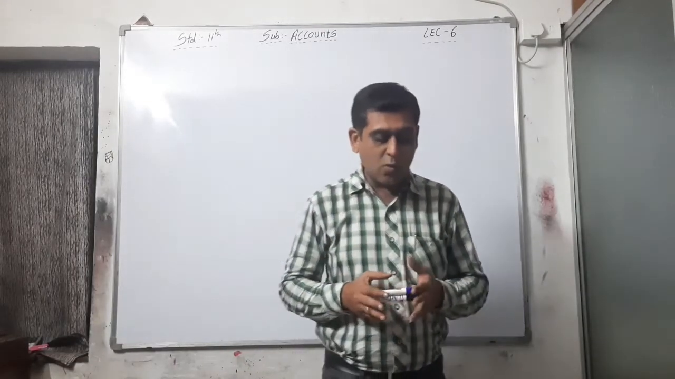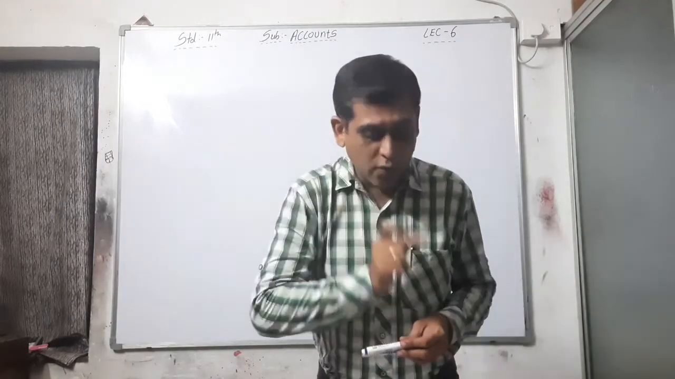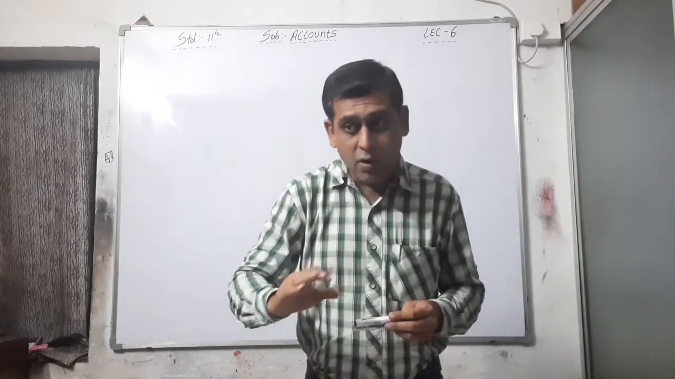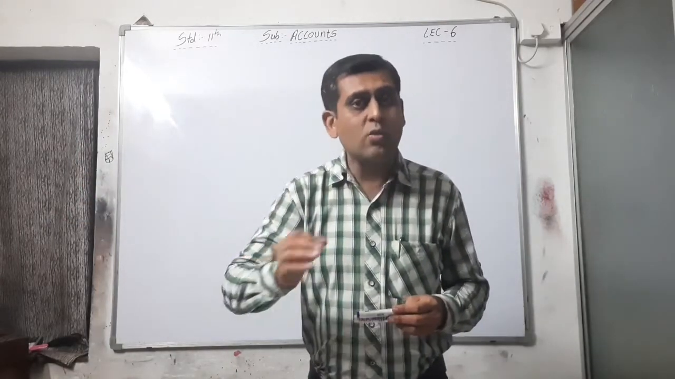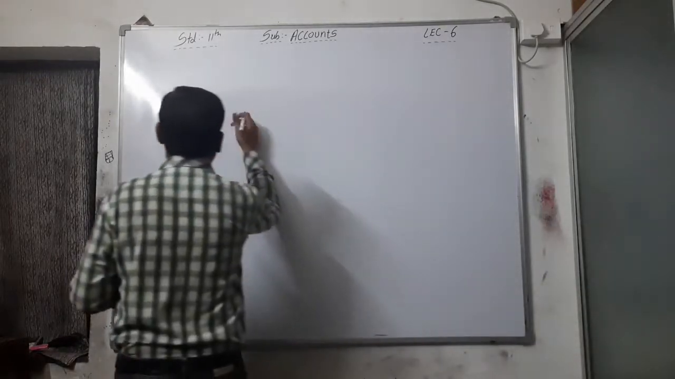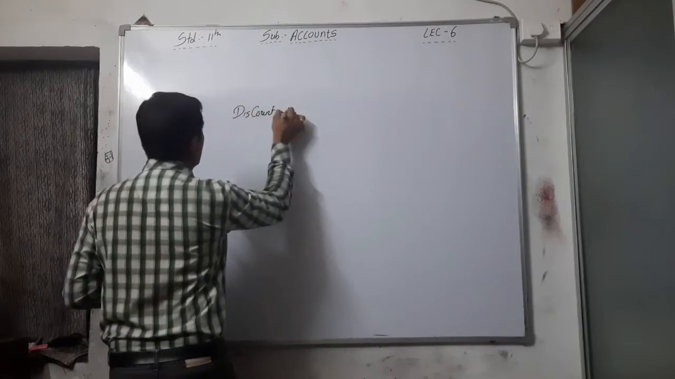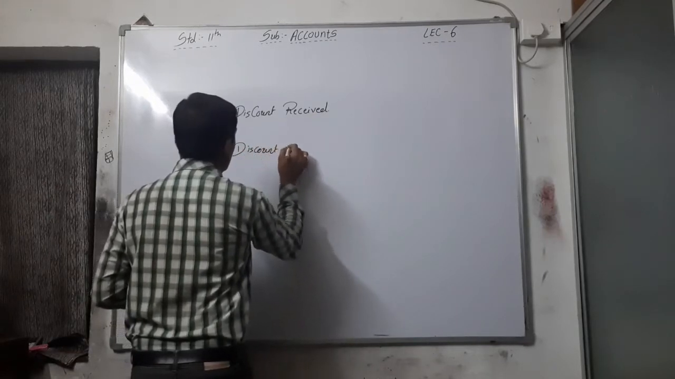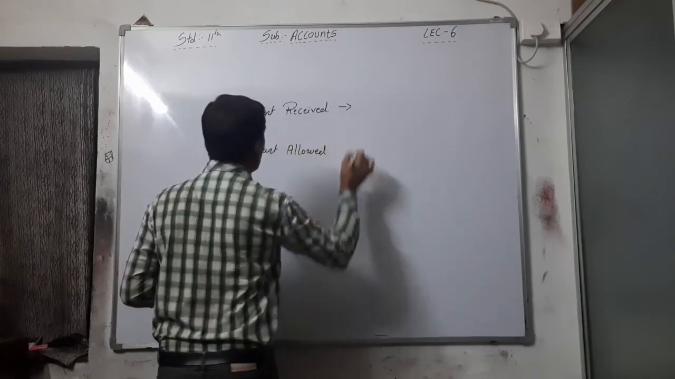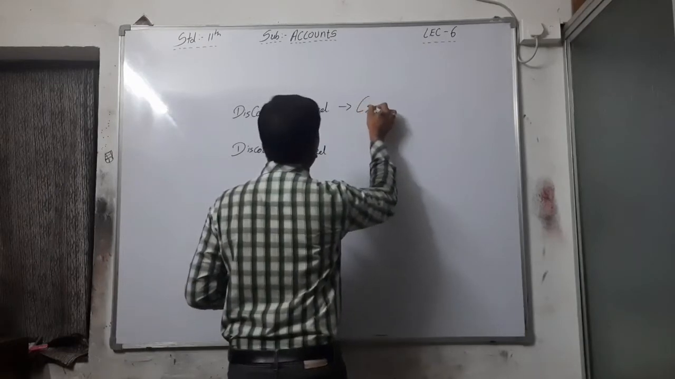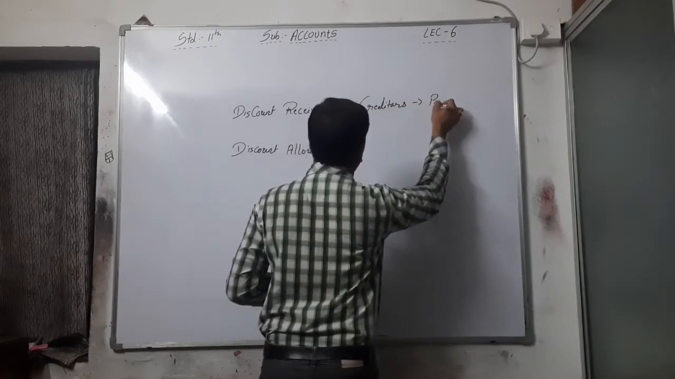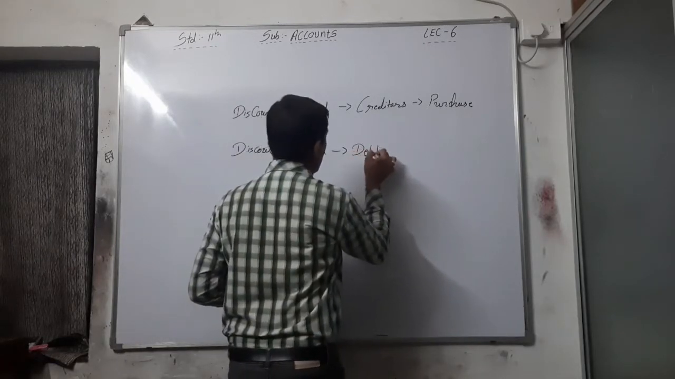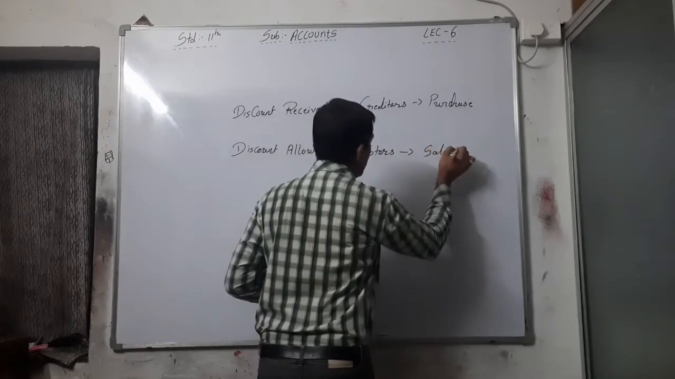Now the next point is discount received and discount allowed. The name of the word also tells its meaning: whatever you are receiving as a discount is your discount received, and whatever you are allowing to the person as a discount is your discount allowed. See here, discount received is connected with creditors, or you can say with purchase, and discount allowed is connected with debtors, or you can say with sales.